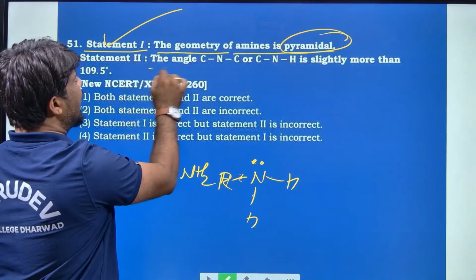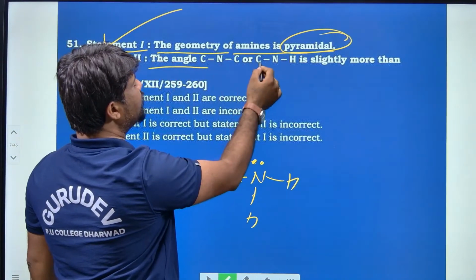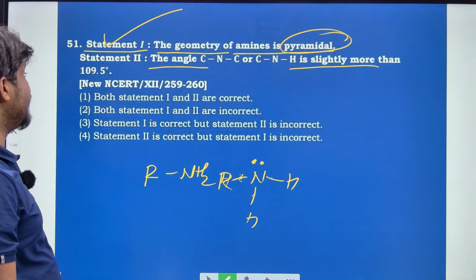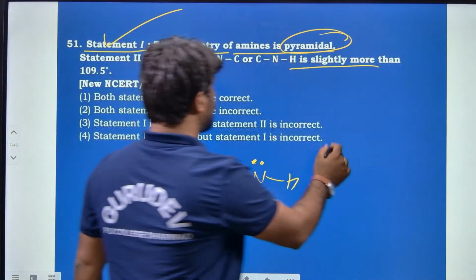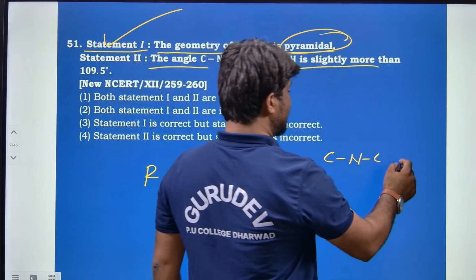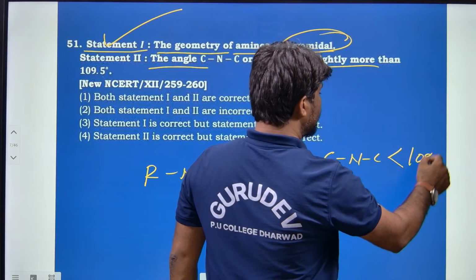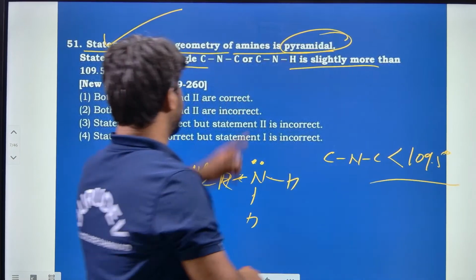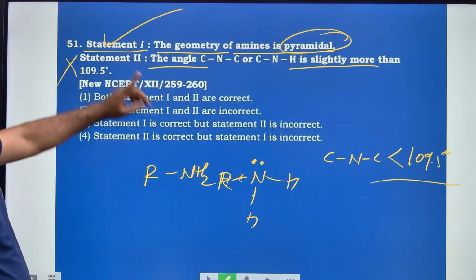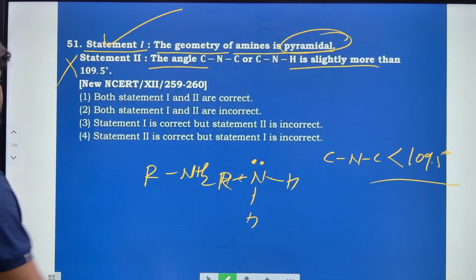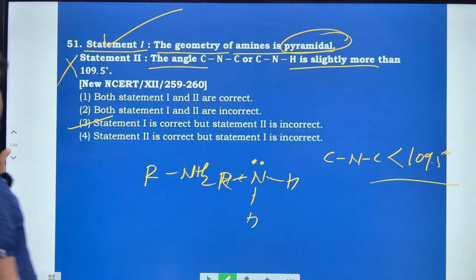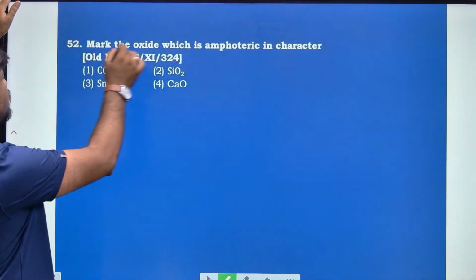Next, the angle CNC or CNH is slightly more than 109.5 degrees. Actually, the carbon nitrogen carbon bond angle is less than 109.5 degrees. Here they have given more than that. That's why statement 2 is wrong, statement 1 is correct, statement 2 is incorrect. So option C is the right answer for the question here. Well, dear students, go to the next question.